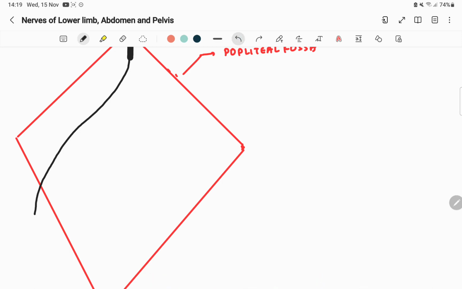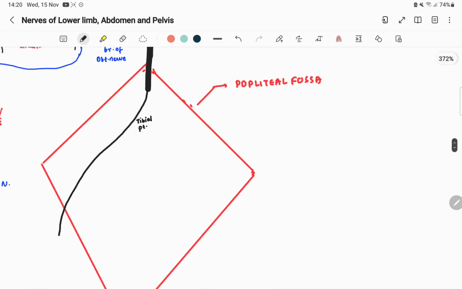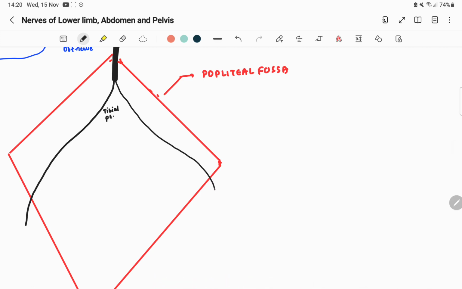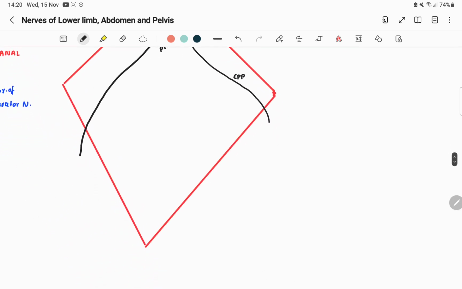Let us just write tibial part. This is a tibial part, and your common peroneal part like this. This is your CPP, common peroneal part. So, tibial part and common peroneal part.